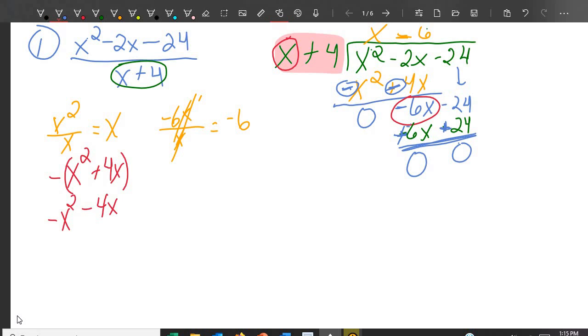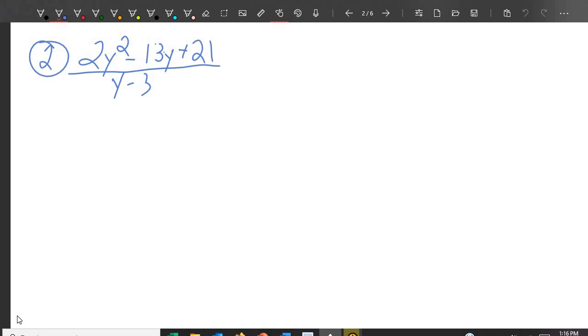This one does not have a remainder. Some of them will have remainders. But the answer to this one is x minus 6, right up here, is what you get when you do the division. Now it's a lot of steps, and you've got to be careful, especially with those sign changes. I'm going to do a few more problems. Hopefully this will be pretty simple by the time I'm done.